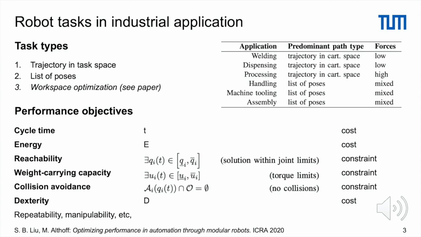Performance parameters we evaluate include the cycle time, which is the time the robot needs to perform a task, and the energy consumption, which are both costs to minimize. Furthermore, we make sure that the task is reachable, the motors are capable of handling the forces, and that we do not hit obstacles along the way. For the sake of brevity, we do not regard repeatability, manipulability, etc., but the optimization framework allows for straightforward extensions to the cost function.